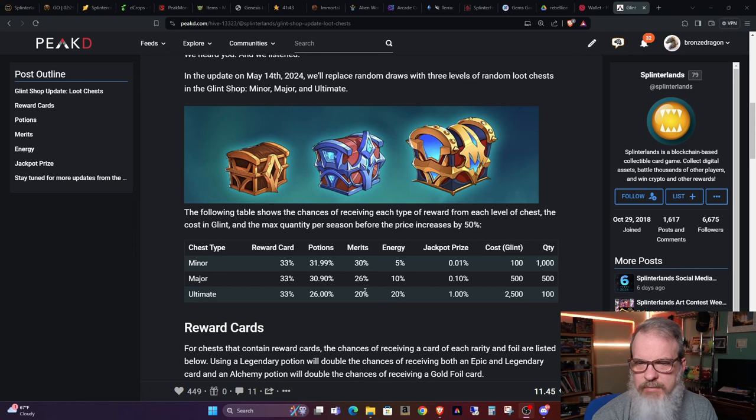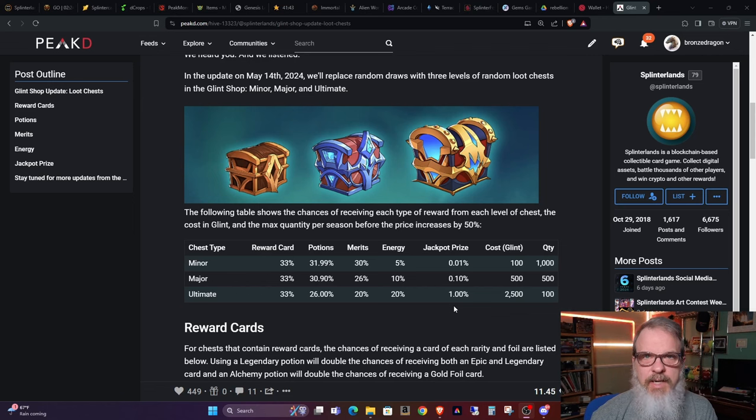The merits, you have a lower percentage chance of getting merits in the ultimate chest versus the minor, which is interesting. I can see where they're going, as probably as you go up in level, you might need fewer Gladius packs. I don't know. That stands to reason, though. In reverse of that, the energy possibility in the chest goes up. They're figuring that as you get further into the game, you get the ultimate chest, you're going to need more energy. Makes sense, just like the merits make sense. The jackpot prize also increases from 1/100th of a percent to 1/10th to 1% in the ultimate. Still very low, but still nice to have that percentage chance there of getting a jackpot.